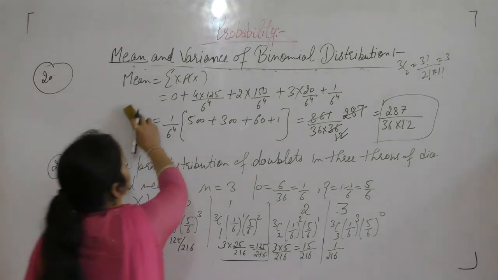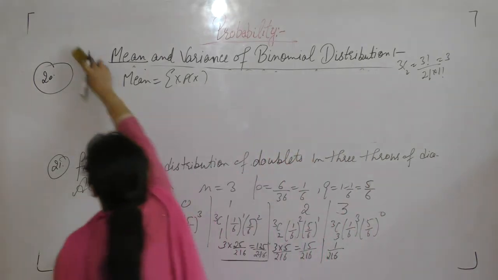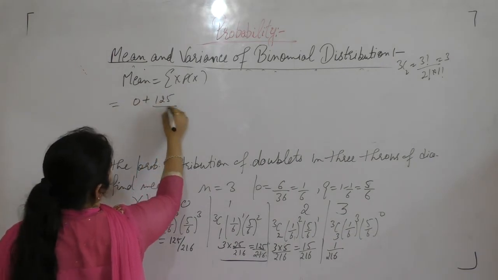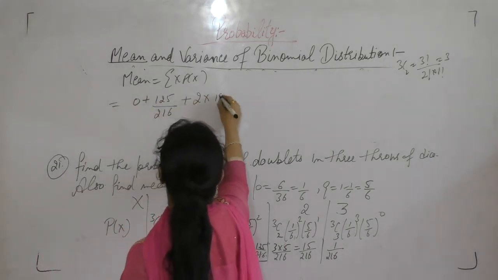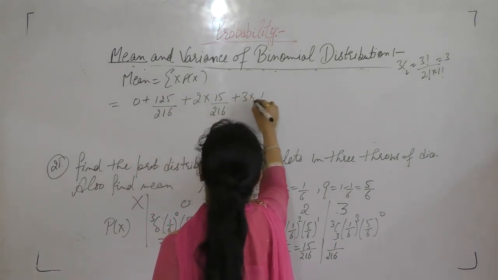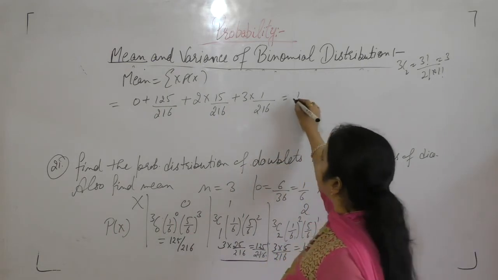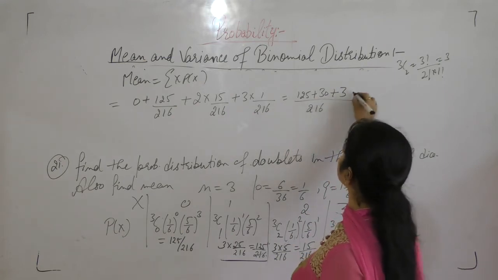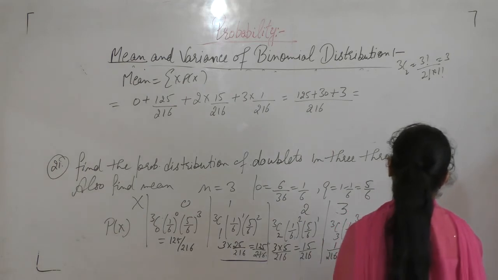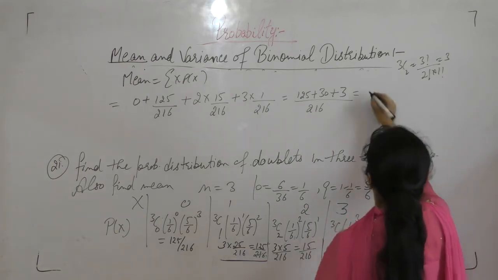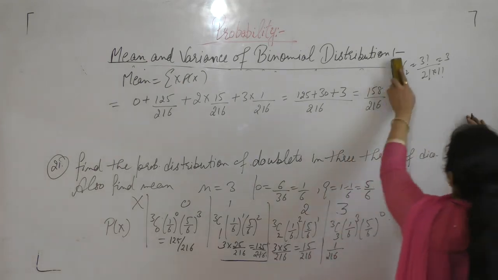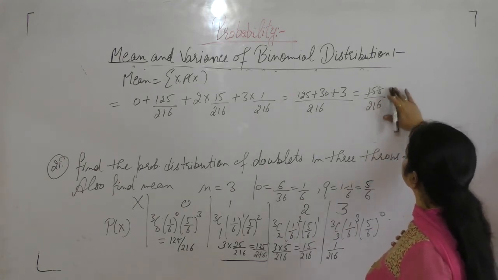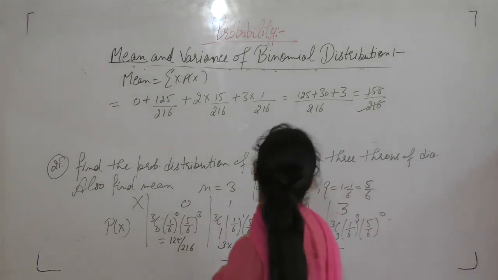Now mean is summation of x into px. 0 into something is 0, plus 1 into this, 2 into 15 by 216, 3 into 1 by 216. 125 plus 15 into 2, 30, plus 3 upon 216. 125 plus 33, 158 by 216.